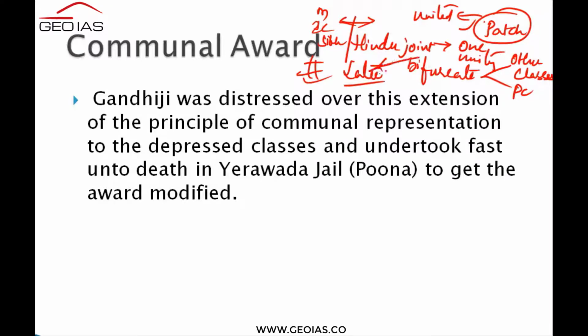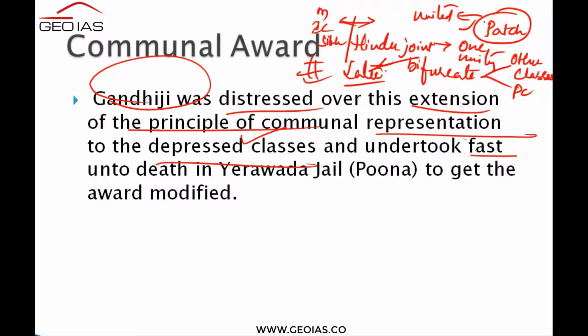So Gandhiji was distressed over this extension of the communal representation to the depressed classes also. So he undertook a fast unto death in Yerwada jail in Pune, going against the Communal Award, which was given by Ramsay MacDonald, and he did not like it.